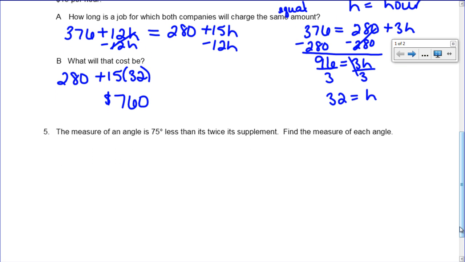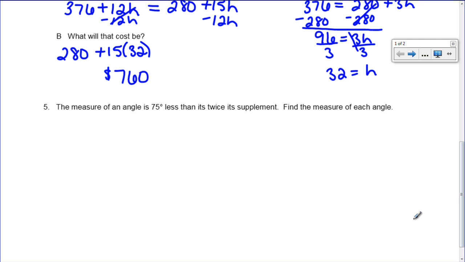Now, number 5. The measure of an angle is 75 less than twice its supplement. Find the measure of each angle. This is a problem where we've struggled, and the reason why we've struggled with this is, number 1, we won't draw a picture, and number 2, even if we do draw a picture, we don't label it correctly. Supplement means 180 degrees. It means that I have 2 angles, not 1, but 2 angles that when I put them together make 180. A 180 degree angle is a straight line.